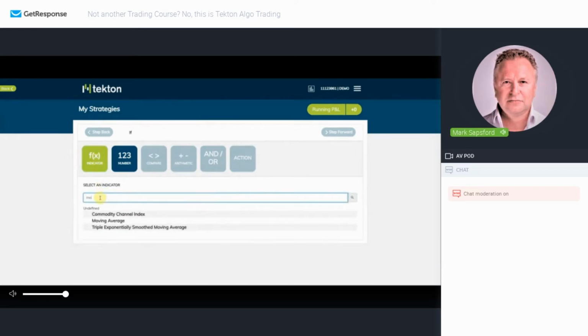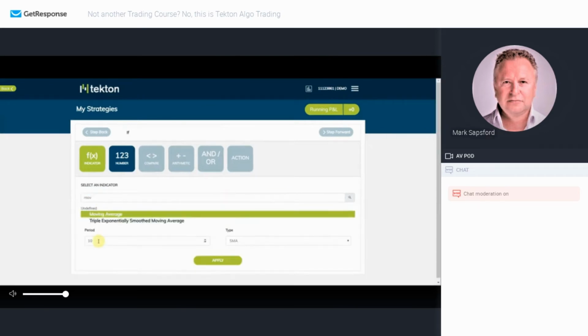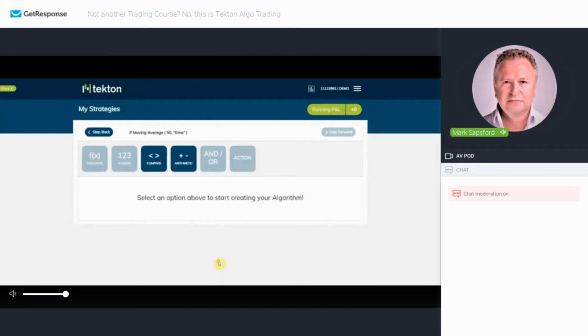We start to type the word and up comes moving average there. We click now here the period 50 and we make sure it's set to EMA and click apply. Now you can see our algorithm is starting to take shape. So we've now got if moving average 50, we use the compare function to create the movement, create the action if you like. Or we can use arithmetic.